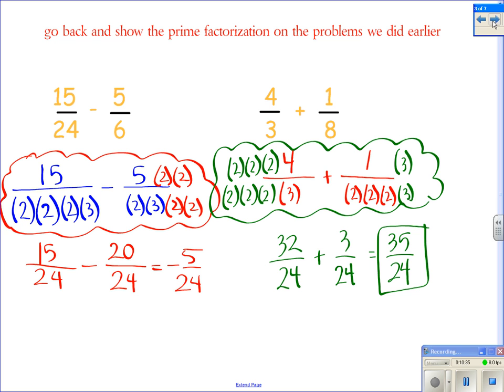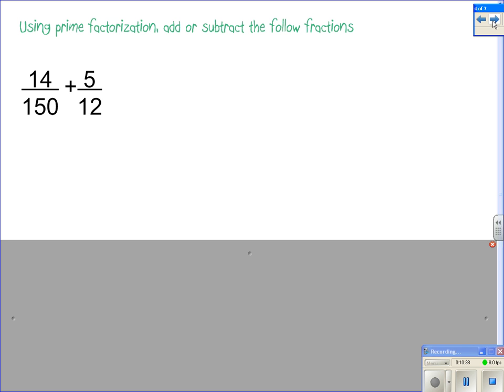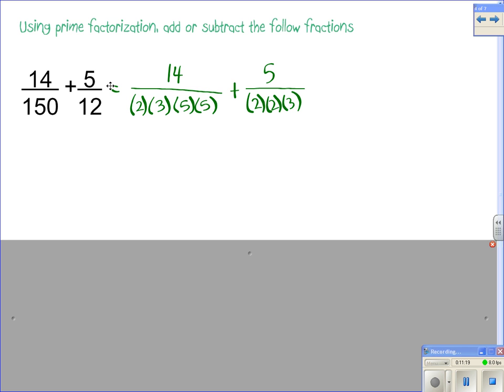Brand new problems showing the prime factorization in the denominator. So this would be an example of what I would give you on the homework today. So we don't have to worry about prime factorization with the numerator, but on the bottom, what do we get here? 2, 3, 5, 5. All right, what about this one? 2, 2, 3.